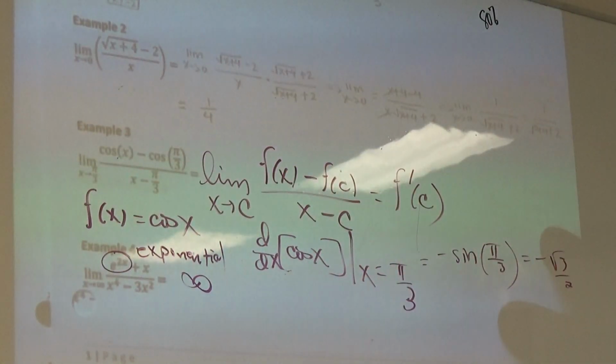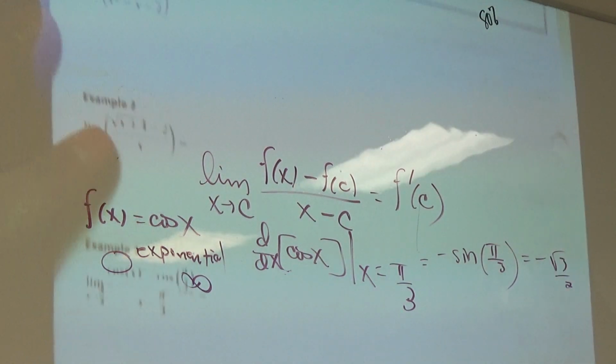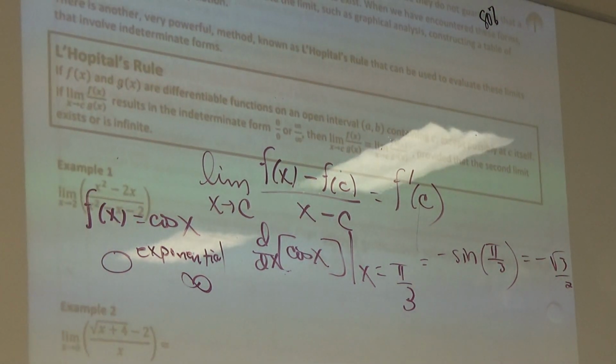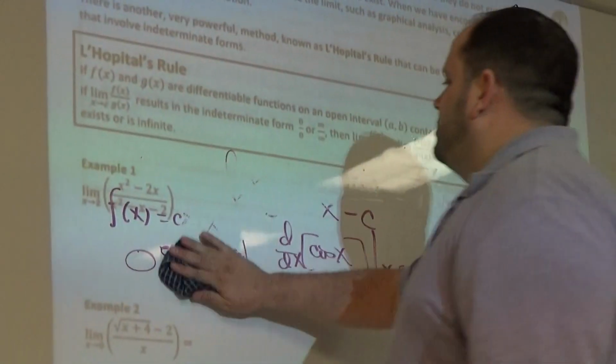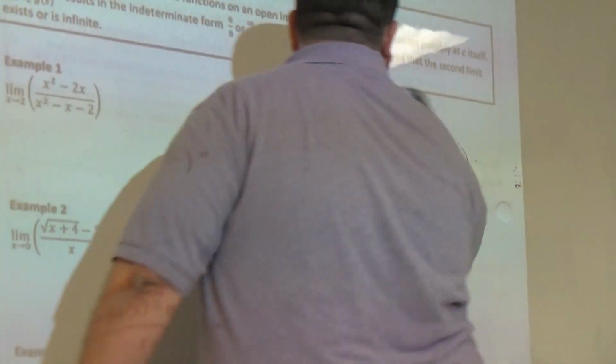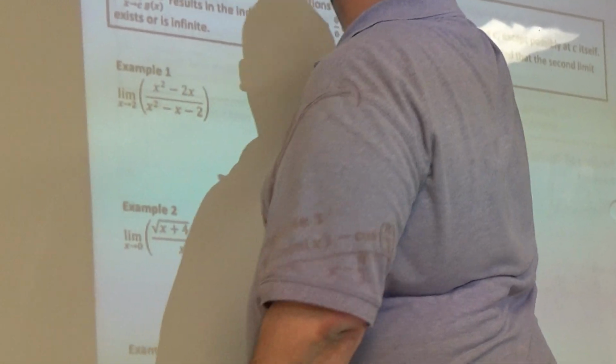All of that is about to change. The answers are going to stay the same, but I've got a new idea that I just want to play around with for a little bit that I really think you're going to love. And it's called L'Hopital's rule. Although apparently according to the College Board, you can also spell it La Hospital's rule, and that's okay too.